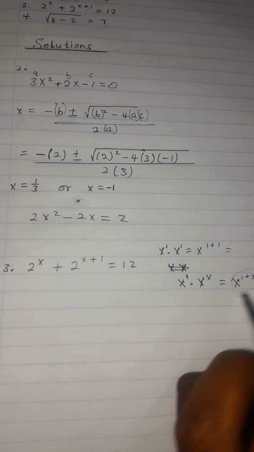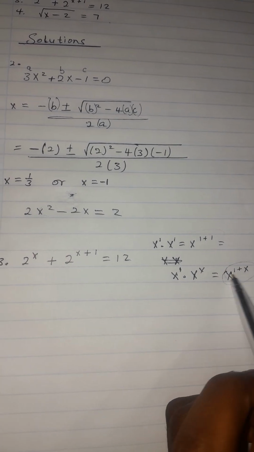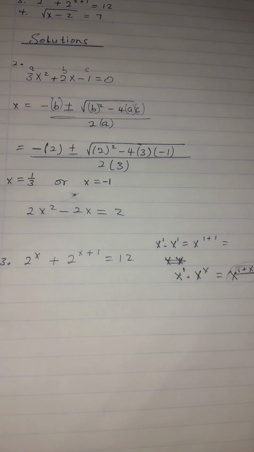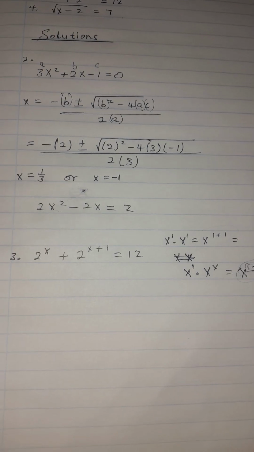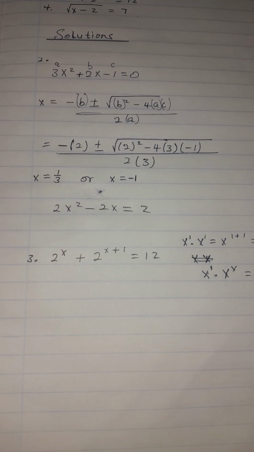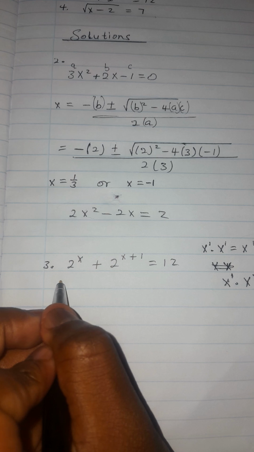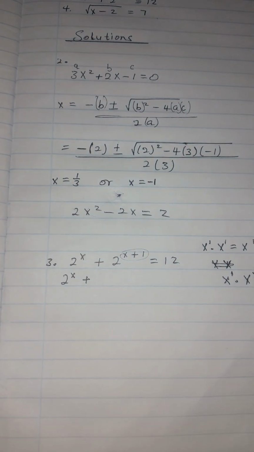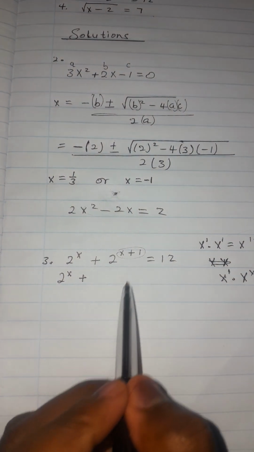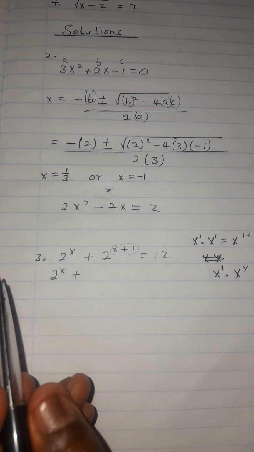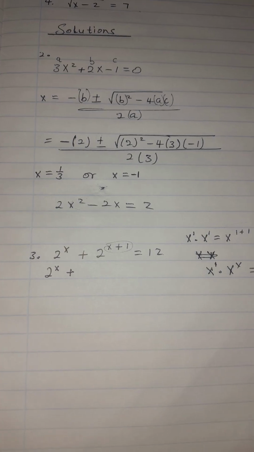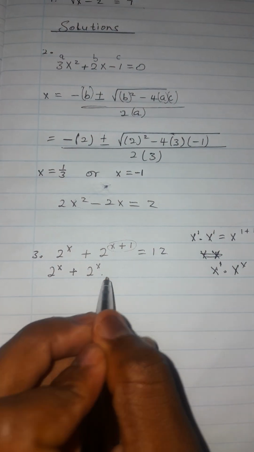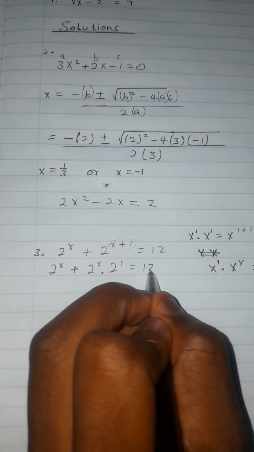So if you find this in an equation, this 1 plus x means there were 2 same bases multiplying each other, then you keep the base and add the exponents. So in this case we're going to bring back 2 exponent x plus, then x plus 1. So this means 2 same bases were multiplying each other, then we kept the base and added the exponents. This was 2 exponent x times 2 to the power 1 equal to 12.